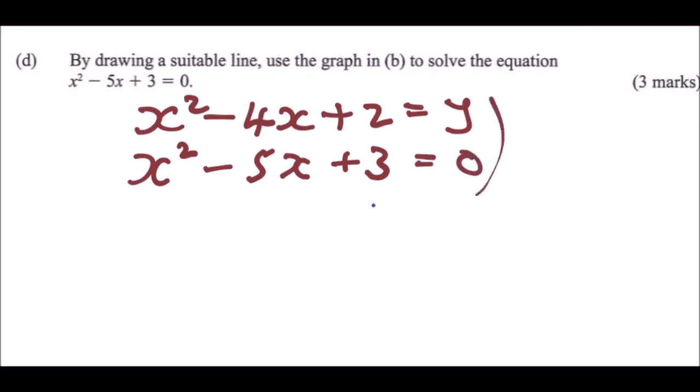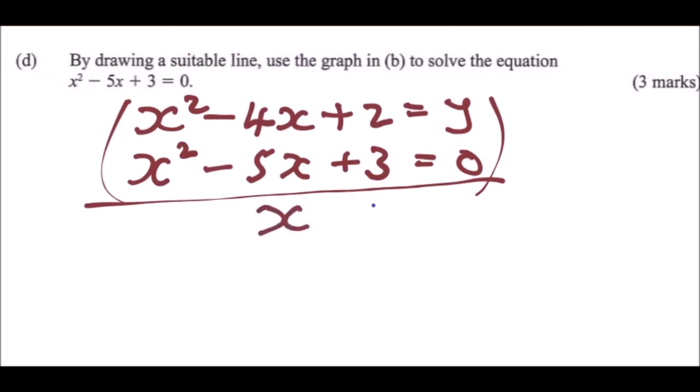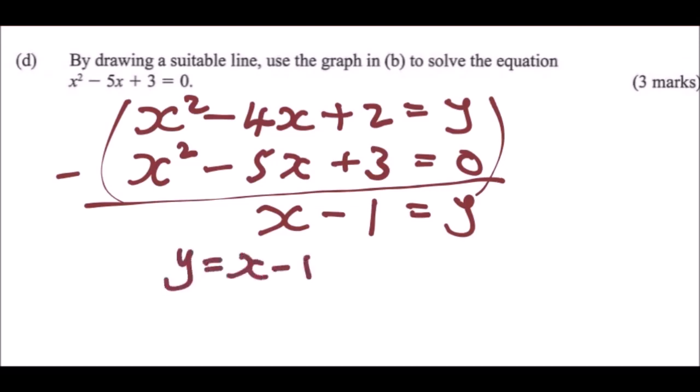We use these two equations and subtract. So x squared minus x squared is 0, minus 4x minus 5x, it will be minus 4x plus 5x, so we will be left with x. Then 2 minus 3, we will be left with minus 1, is equals to y minus 0 is y. So we have the difference between the two equations, y is equals to x minus 1.